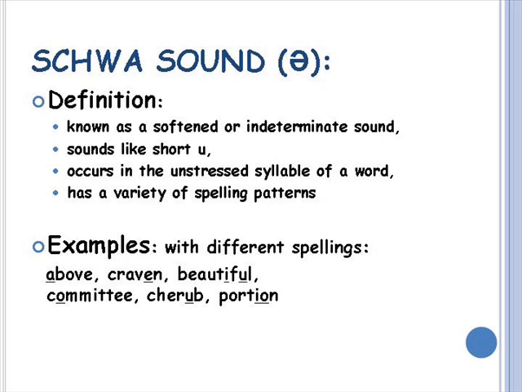The schwa is used to indicate the pronunciation of the vowel phoneme in many unaccented syllables. It is known as a softened or indeterminate sound which sounds like short U. It has a variety of spelling patterns. Some of the spellings are shown here. The schwa is indicated in diacritical markings as an upside-down E.